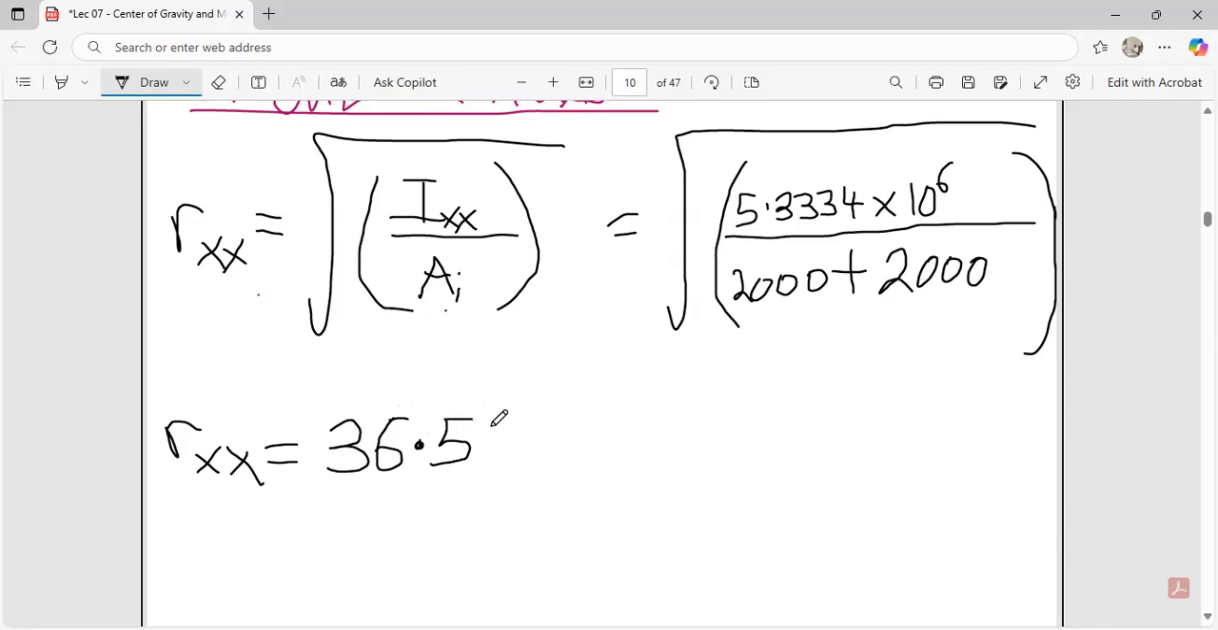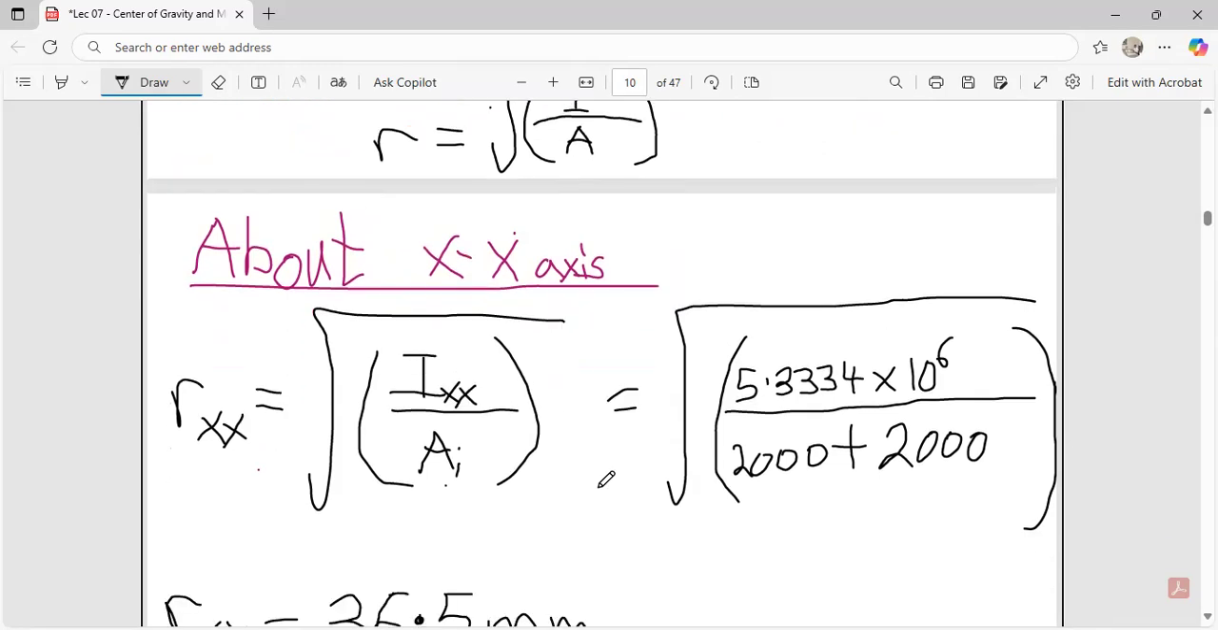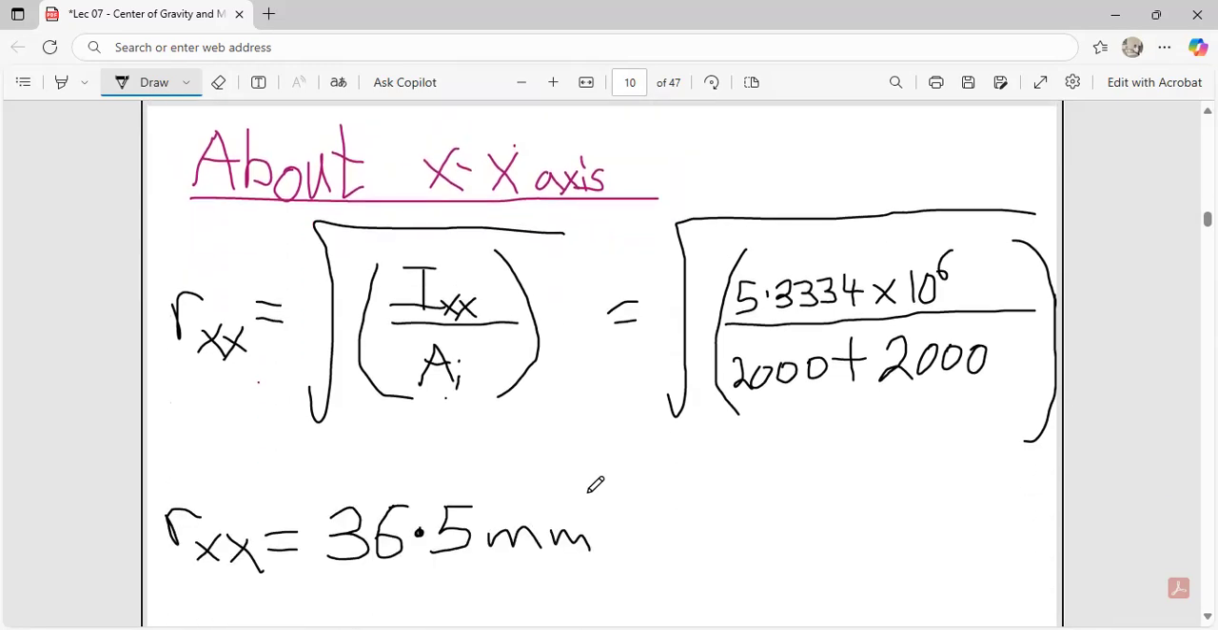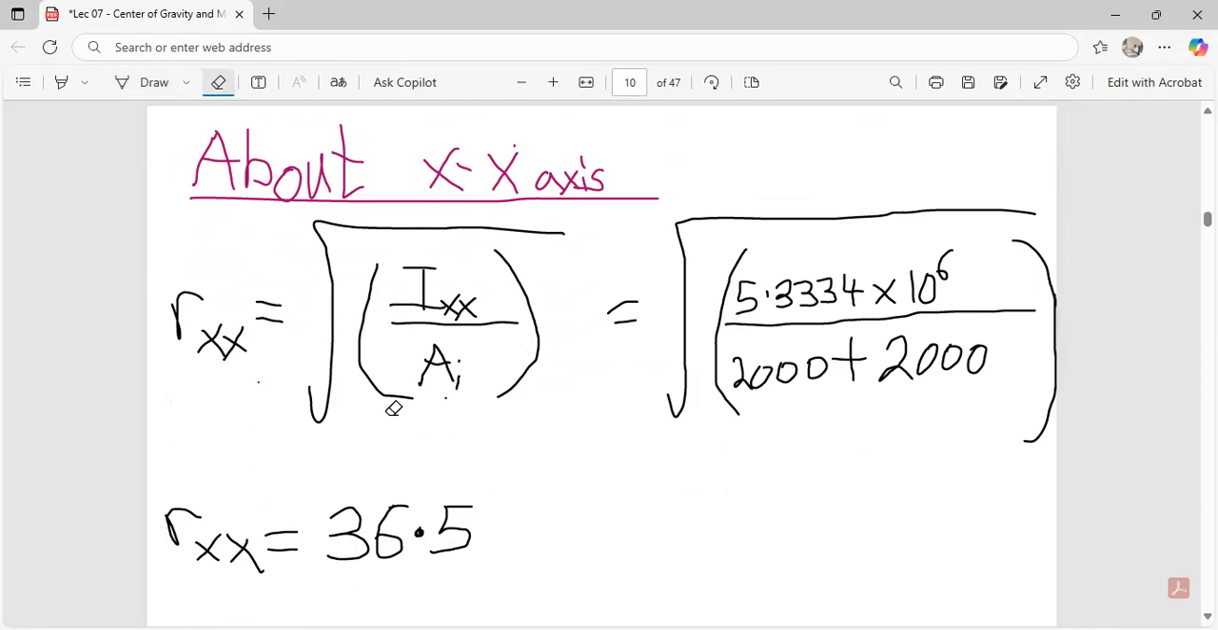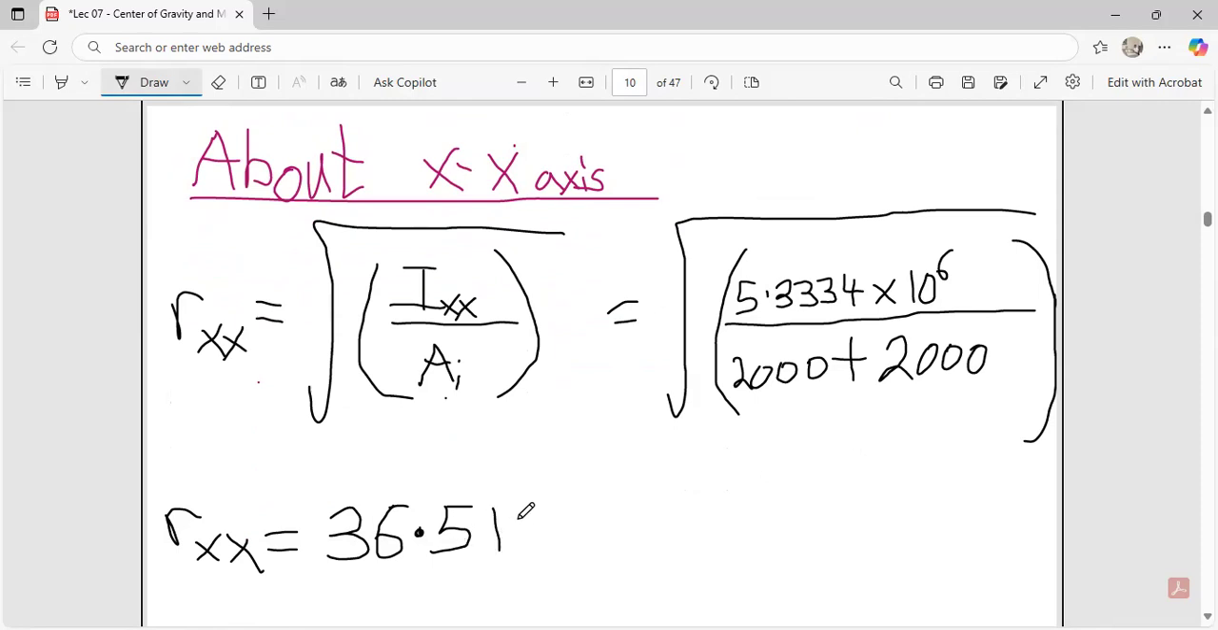If you're able to punch it on the calculator, then you should be getting this answer. Good. So I'm getting 36.52. Let me leave my answer in two decimal places. Or if I want to leave it in four decimal places, it's going to be 36.515.